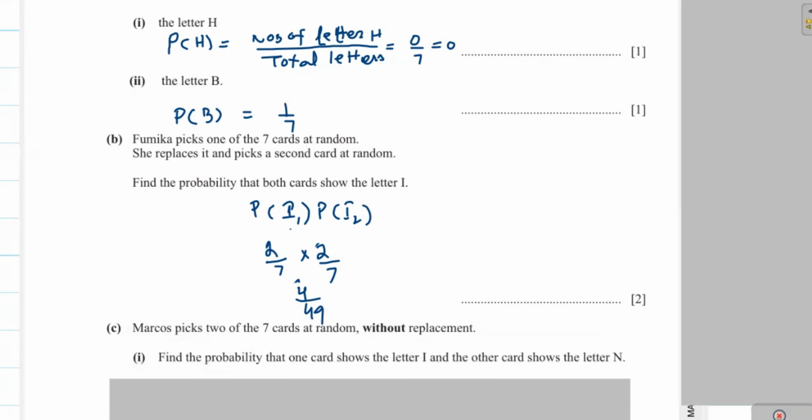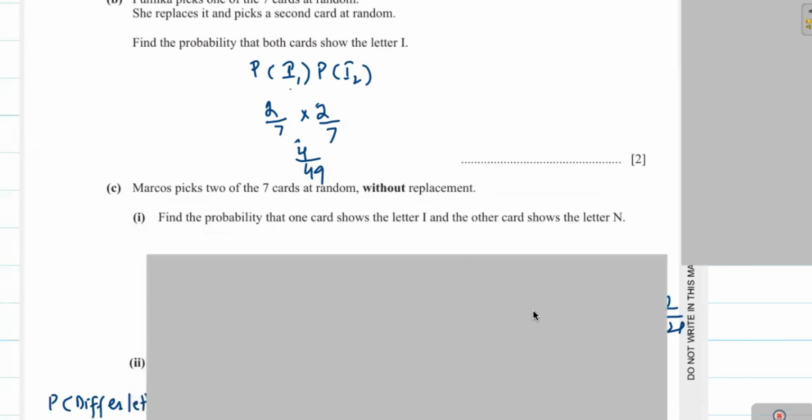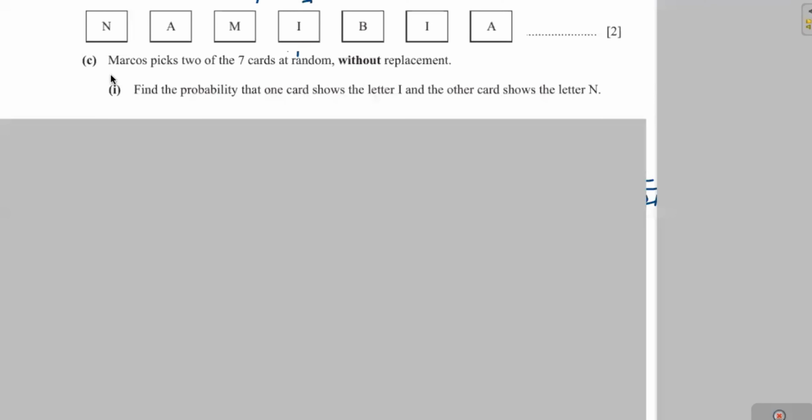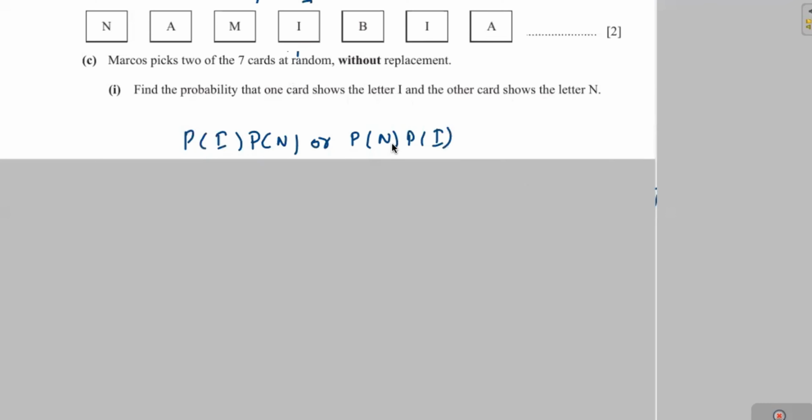Now next part C. In this part C, Marcos picks 2 of the 7 cards at random without replacement. Part first, find the probability that one card shows the letter I and the other card shows the letter N. This probability will be equal to the probability of picking letter I and then letter N, or the second option, the probability of letter N and then letter I.